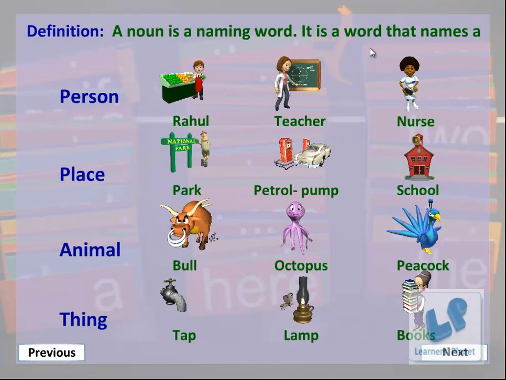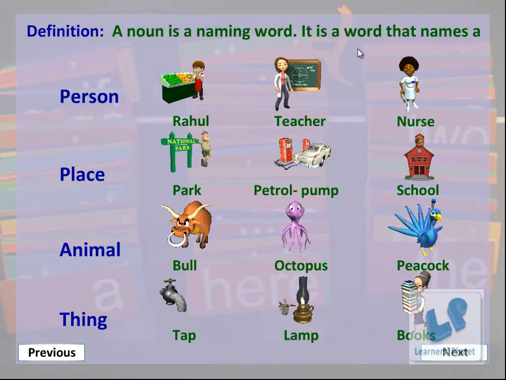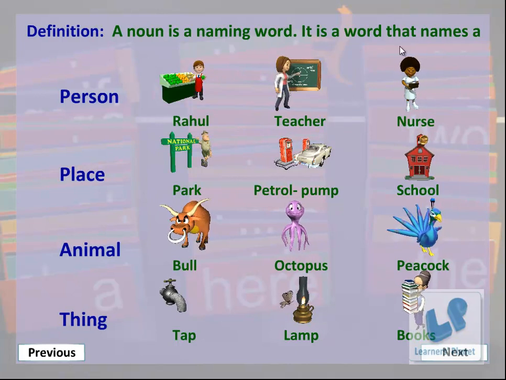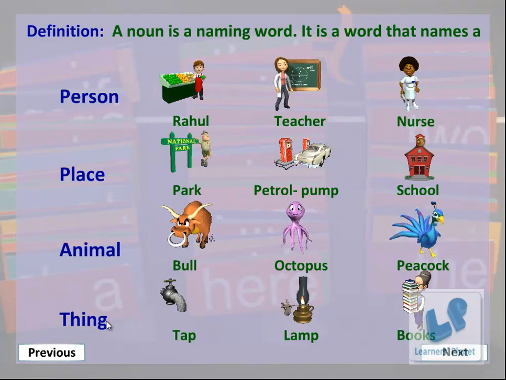A noun is a naming word. It is a word that names a person or a place or an animal or a thing. Now let's see a few examples for these.